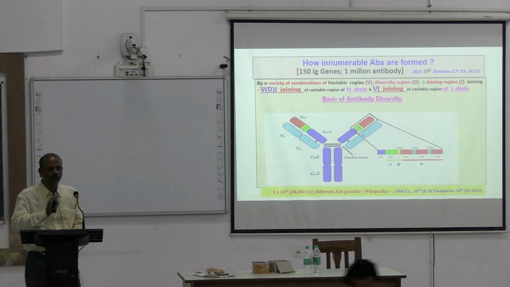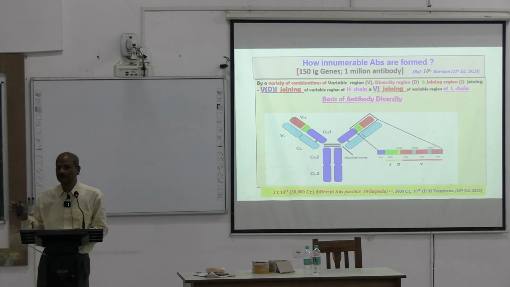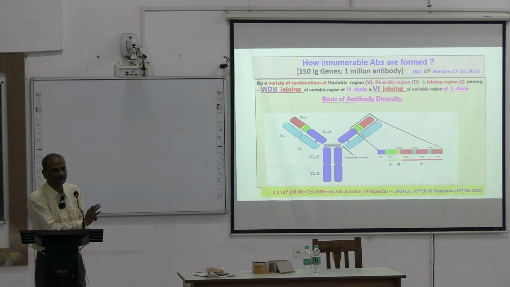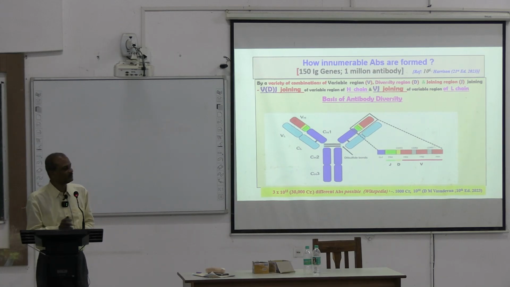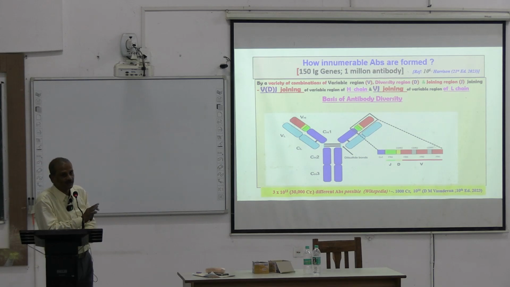Now, why we are having this part, I will take another 10 minutes just to explain this. See, why are innumerable antibodies produced? What is the basic mechanism? It is basically because of, you just write down one thing. These 2 lines you write down about the antibody diversity.